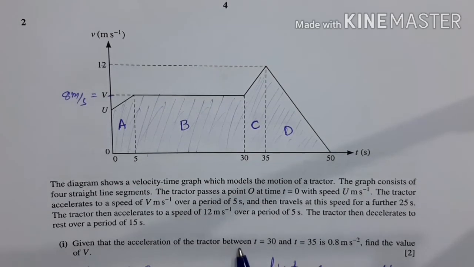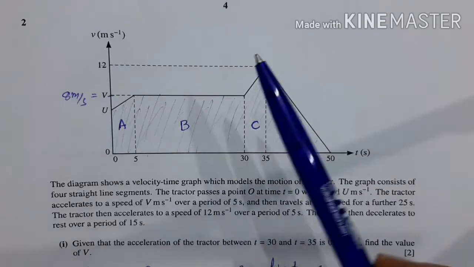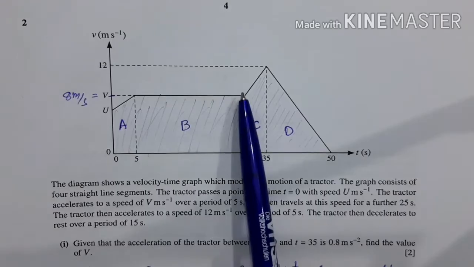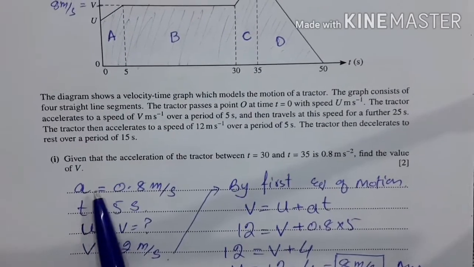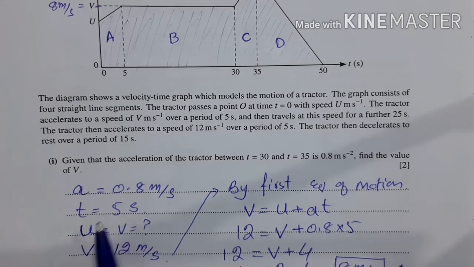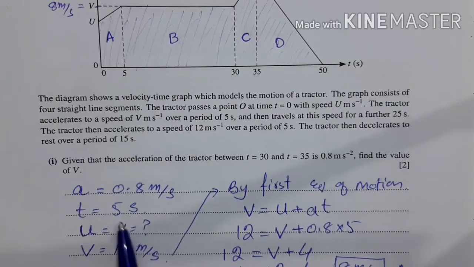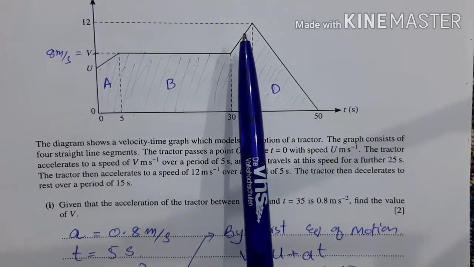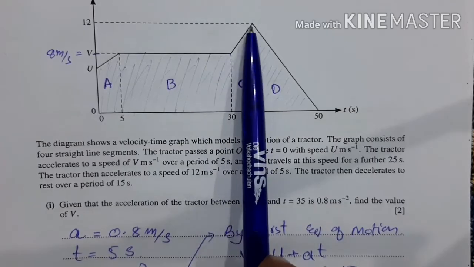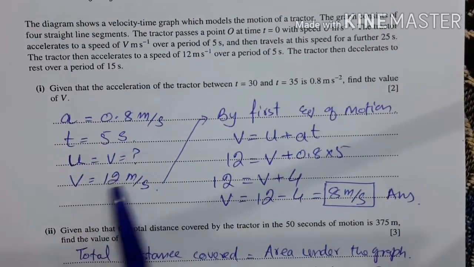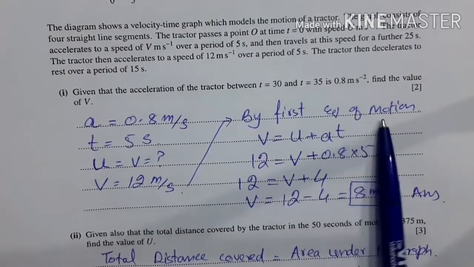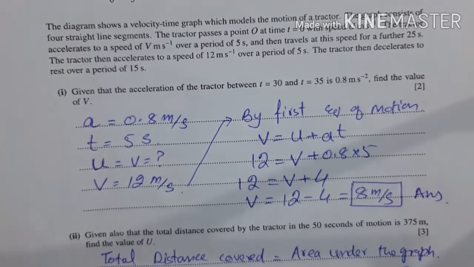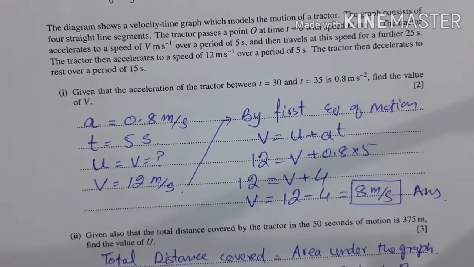Given that the acceleration of the tractor between t equal to 30 and t equal to 35 is 0.8 meters per second squared, find the value of v. So we need the initial speed for this span. Acceleration is given, time is 5 seconds. Don't confuse this v with the final velocity; this is an alphabetical v. I will consider it as the initial speed. Our final speed is 12. By the first equation of motion, v equals u plus at, putting in the values, I get 8 meters per second. This is the answer to the first part.